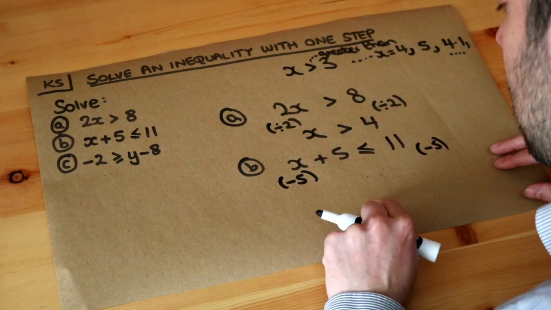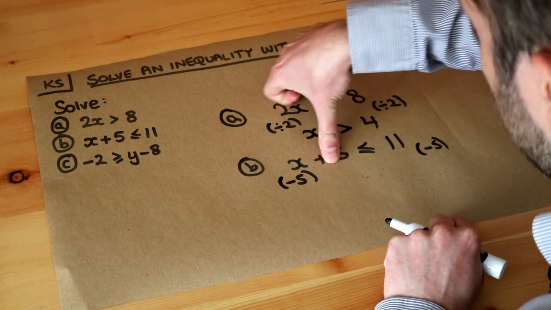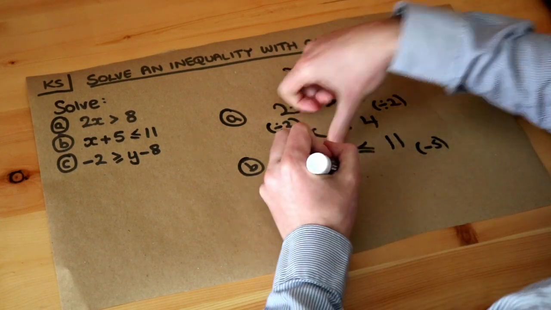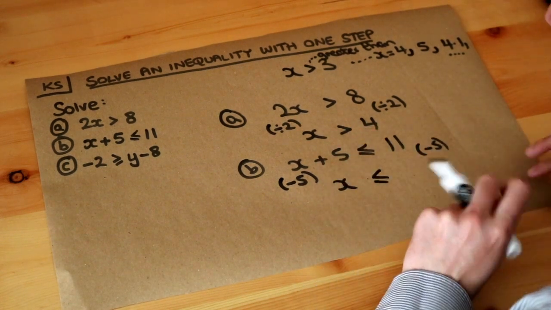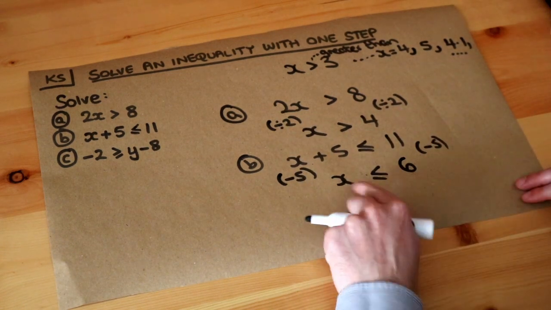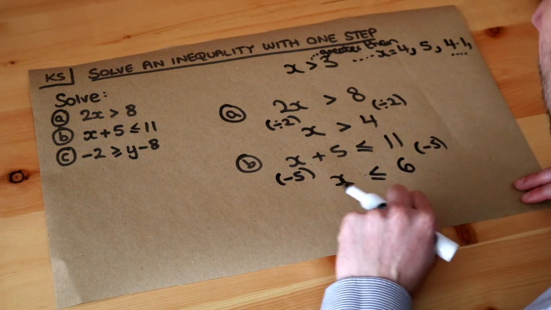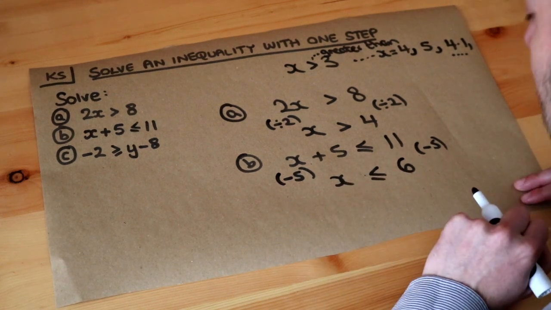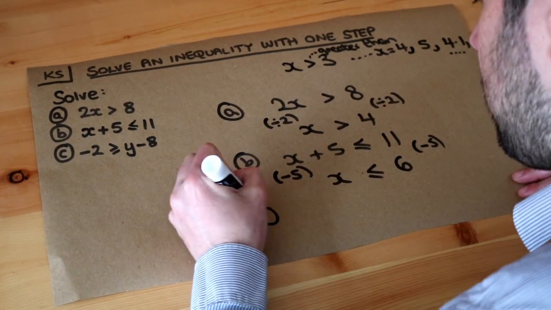So let's do that. On the left-hand side, when we subtract 5, that gets rid of the plus 5, leaving just x. We leave that symbol as it is. And on the right-hand side, 11 minus 5 is 6. And now we're done because x is on its own, on one side of the inequality. So the solution here is that x can be any value that's less than or equal to 6. So it could be 4, it could be 0, it could be lots of different values.